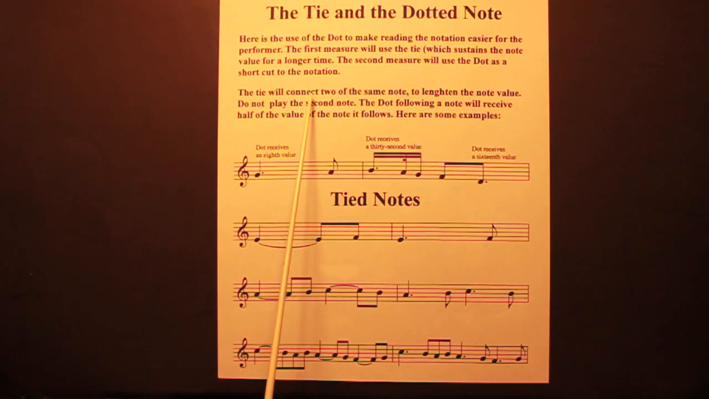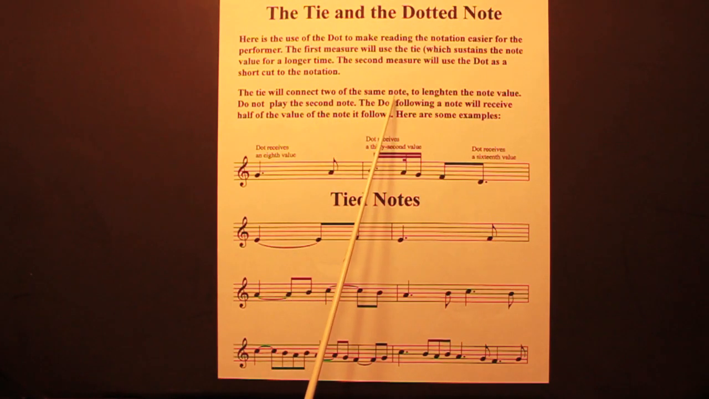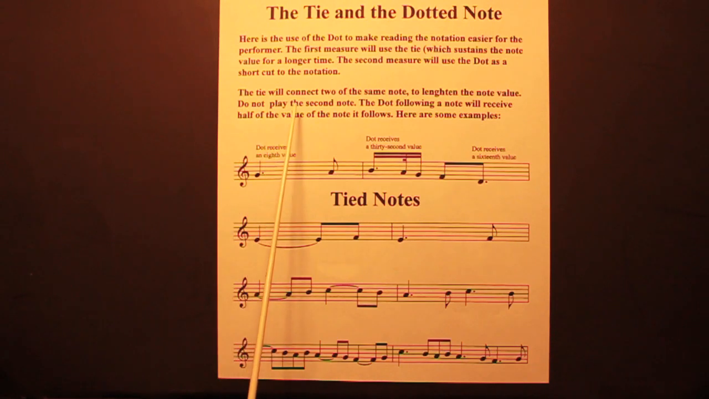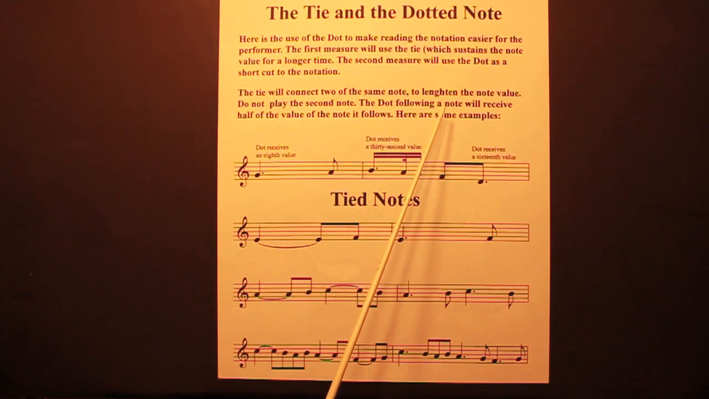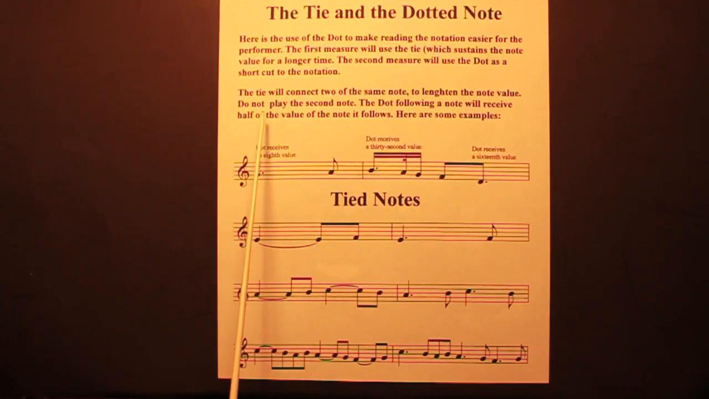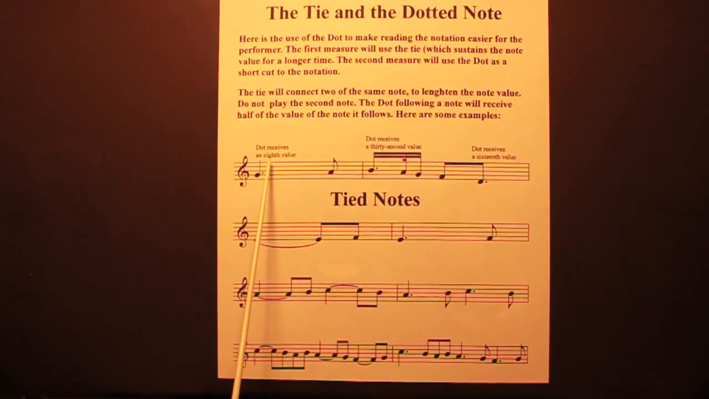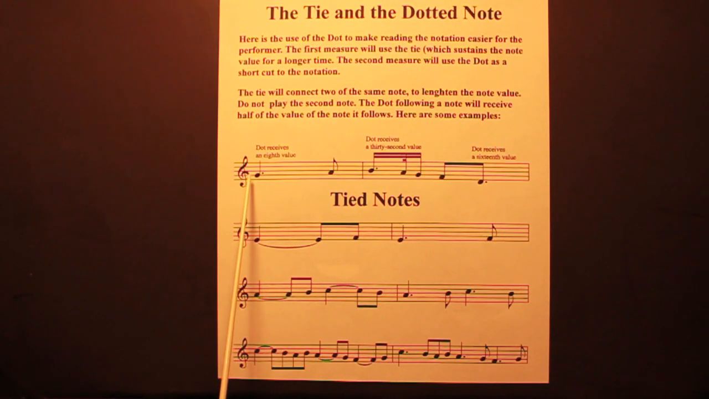The tie will connect 2 of the same note to lengthen the note value. Do not play the second note. The dot following a note will receive half of the value of the note it follows. Here are some examples. Dot receives an 8th value because it follows a quarter note. So half of a quarter note is an 8th note.